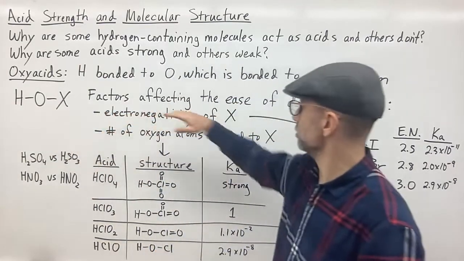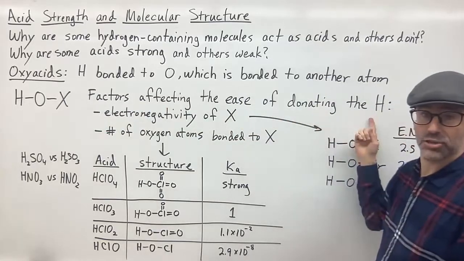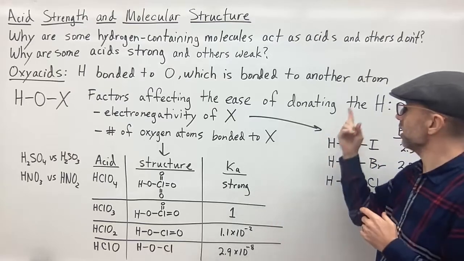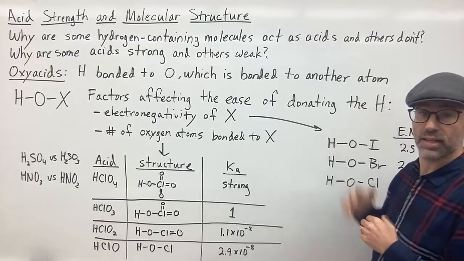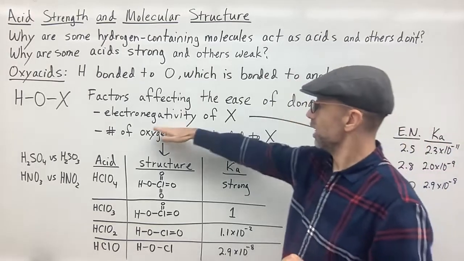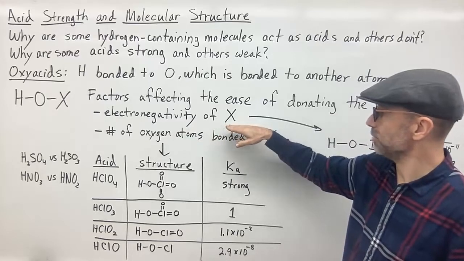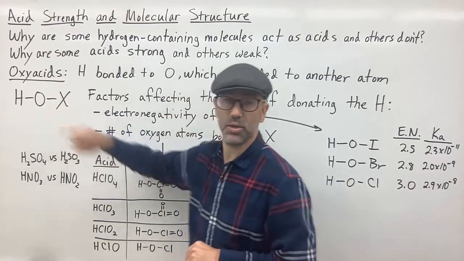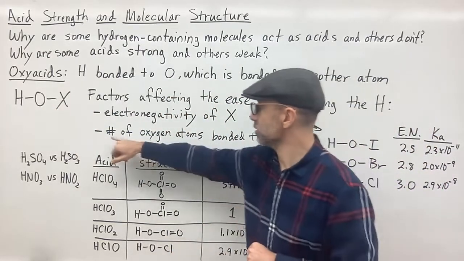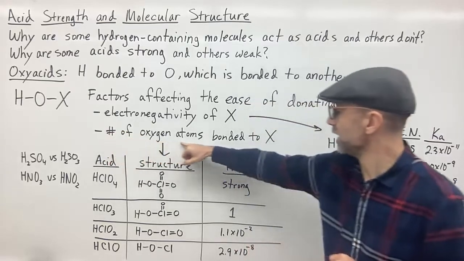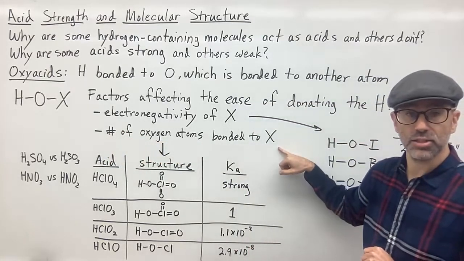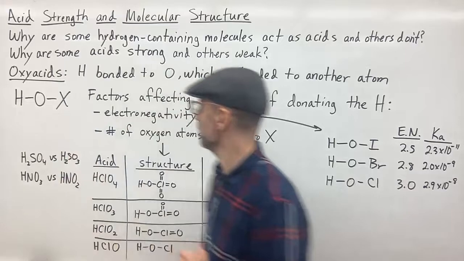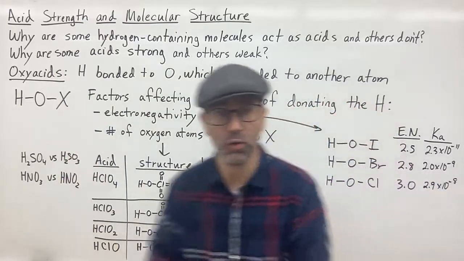So, what are the factors affecting the ease of donating the hydrogen to another molecule like water? When you put it in water, what factor is influencing the ease of donating that hydrogen? These are the two factors. Again, the electronegativity of X this time. The electronegativity of this element bonded to the oxygen is going to be a factor. Another factor, since we're dealing with oxyacids, is the number of oxygen atoms bonded to X. You can have oxygens bonded to X while X is also bonded to oxygen here. So those are the two factors. Let's go over both of them one at a time.